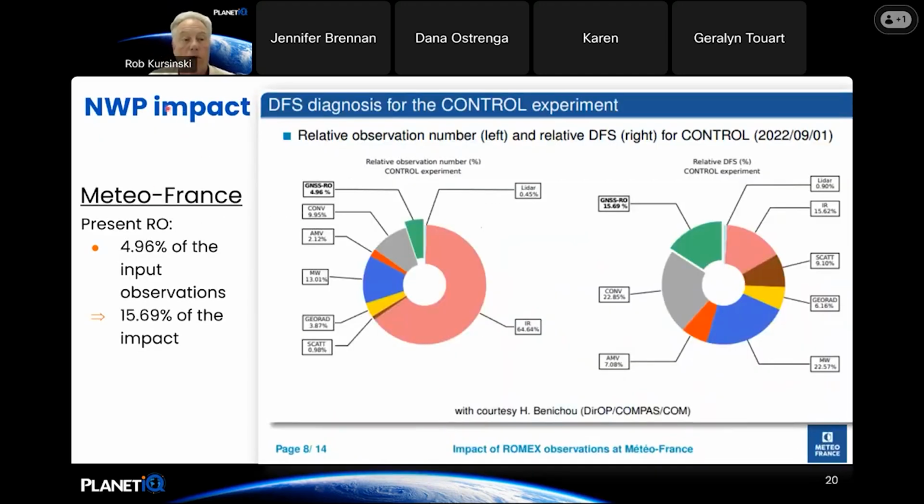This is a quick jump over to NWP impact, just to show what kind of impact the RO can have. This is from Météo France. So this is the RO's percentage of all the data going into Météo France, and this is the percentage of the impact on the forecast and analyses. So about 5% of the data going in, and it's having about 16% of the impact.